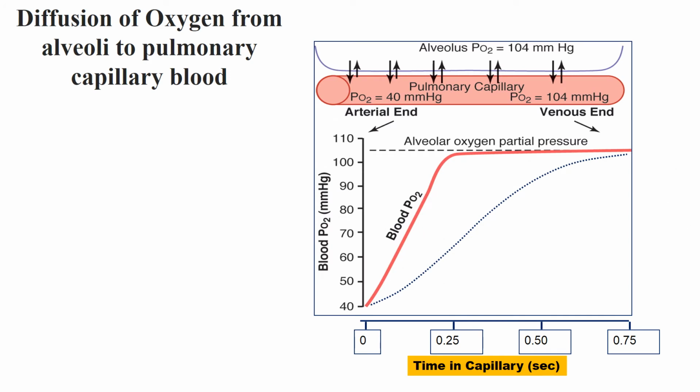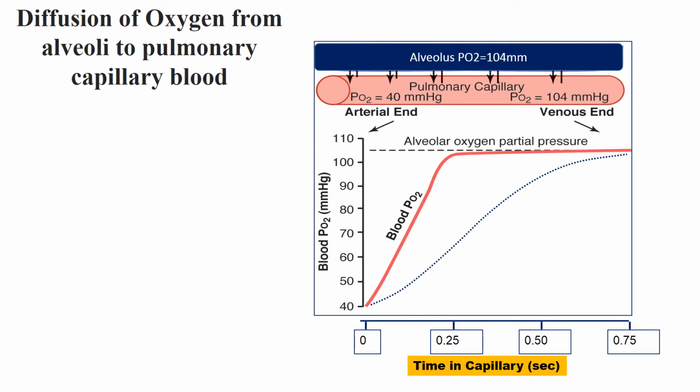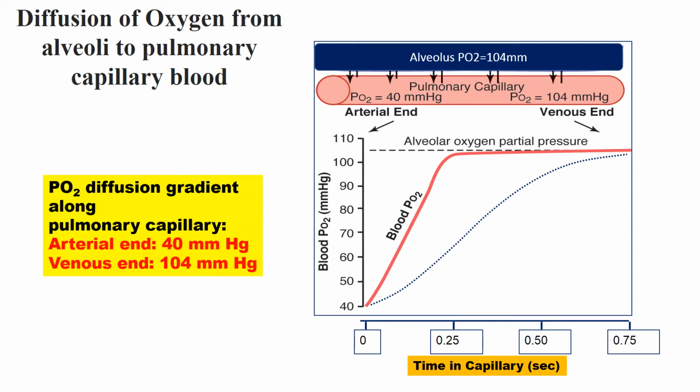Starting with the transport of oxygen, we come to the first step. The first step is the diffusion of oxygen from the alveoli to the pulmonary capillary blood. So here you see a graph that has been taken from Guyton, where an alveolus is lying adjacent to the pulmonary capillary. So what do you see here? The partial pressure of oxygen in the alveolus is 104 millimeters of mercury, and near the arterial end it is 40 millimeters of mercury.